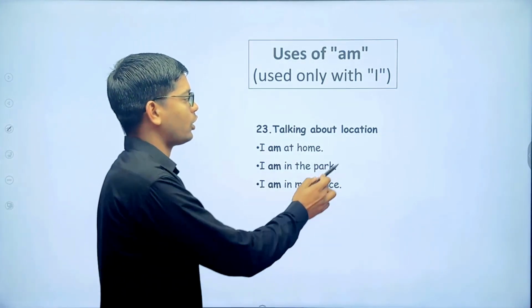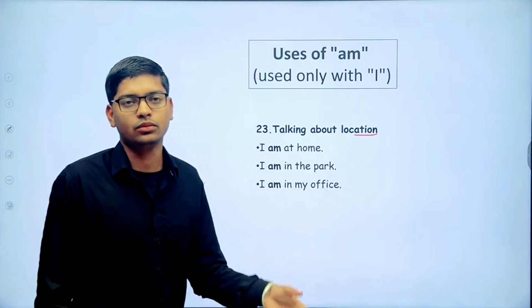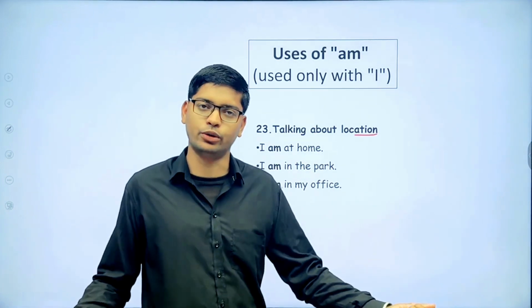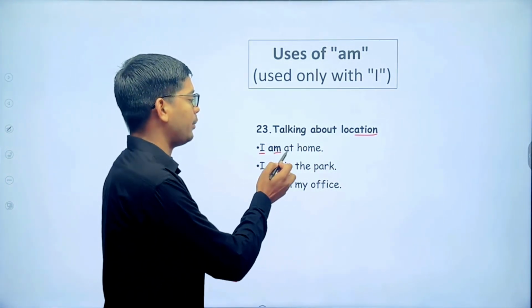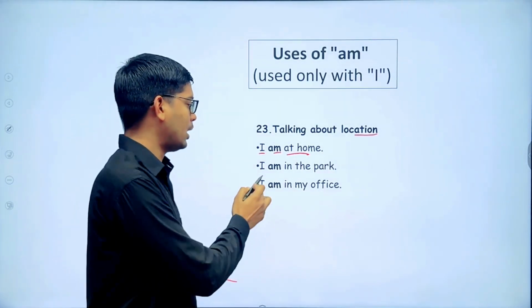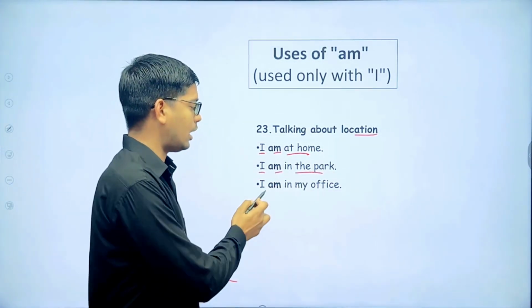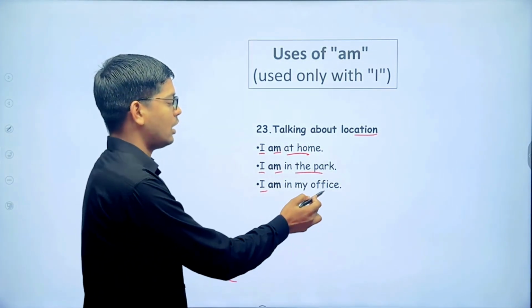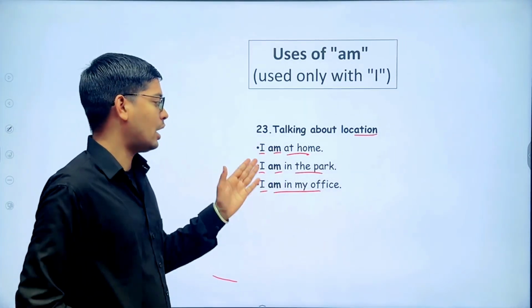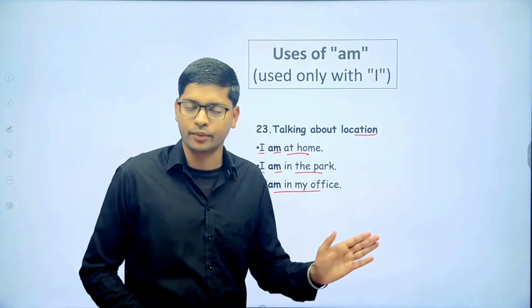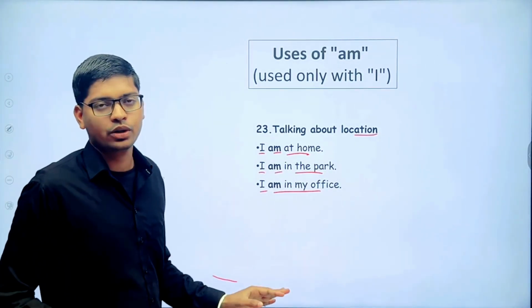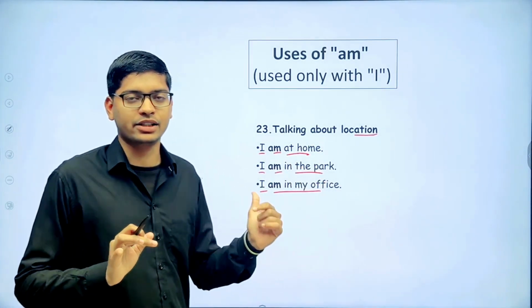Next use here, talking about location. Talking about location, you can use am with I only. Like I am at home, I am in the park, I am in my office. So this type you can use am with I. Let's see next use.